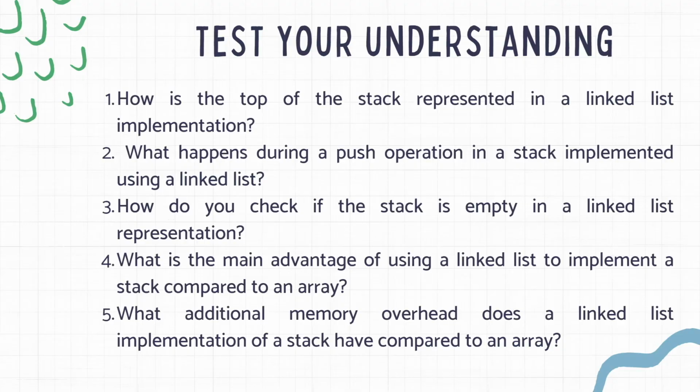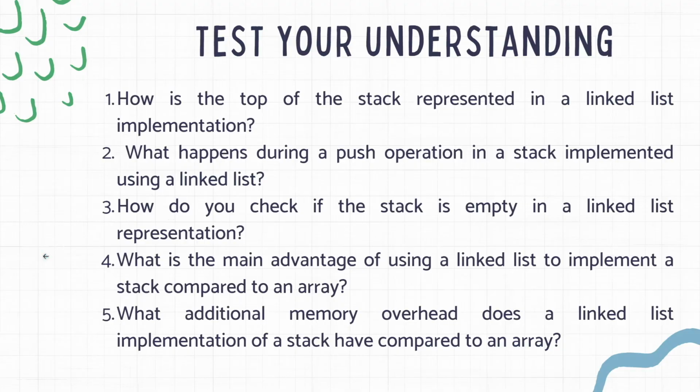The second question is: what happens during a push operation in a stack implemented using linked list? Whenever we do a push operation, first we have to allocate memory for the new node, then we take the address available at the pointer named top. That is put in the new node's address part, and thereafter the new node will be pointing to the node that was first earlier. And the third step is that we make the pointer named top point to the first node in the list. These are the three steps which we do during a push operation.